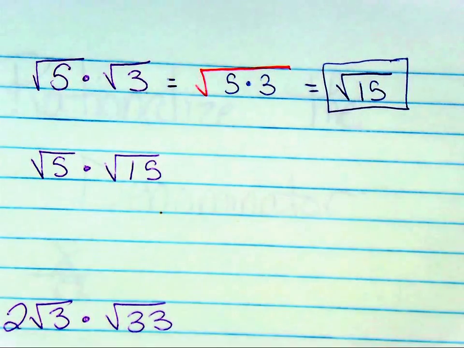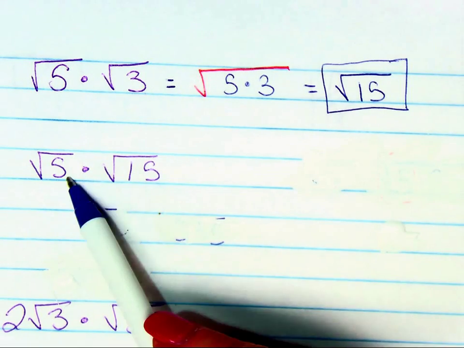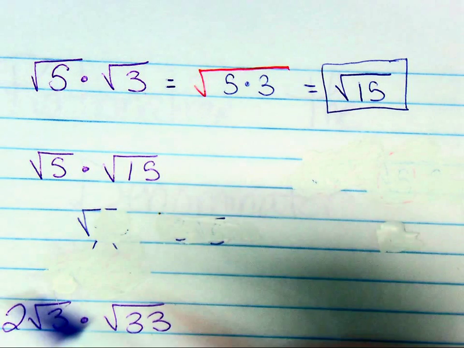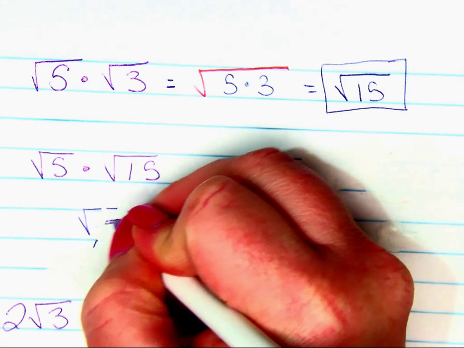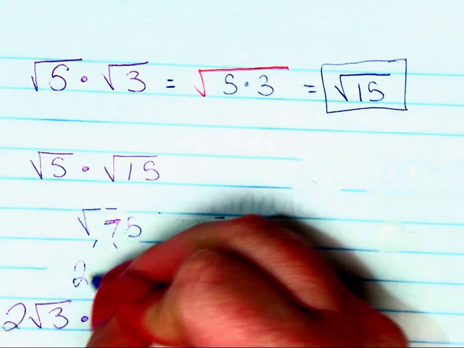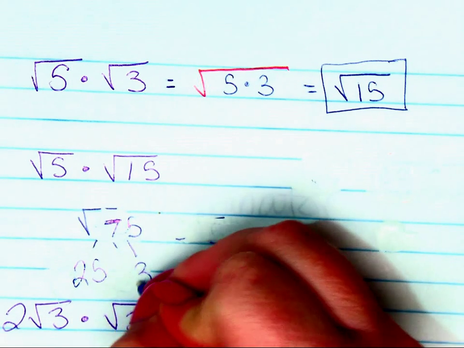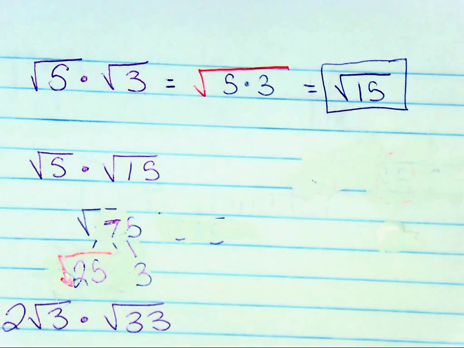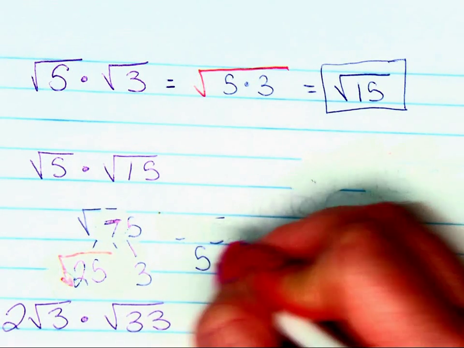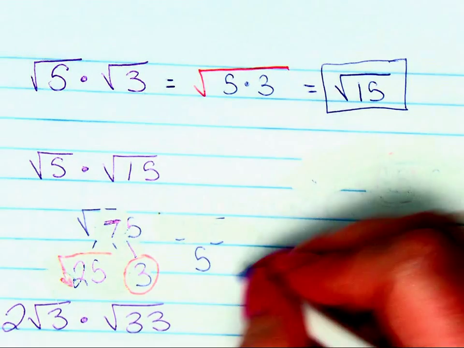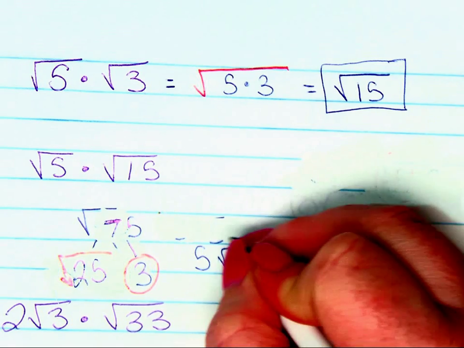If I have a problem like square root of 5 times the square root of 15, there are 2 ways to approach this problem. One is to multiply 5 times 15, and you get 75. And then you would break down 75 into 25 times 3. Well, 25 is a perfect square, and the perfect square for that is 5, and 3 has no match, so it just becomes 5 times the square root of 3.